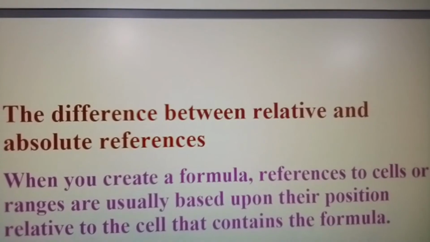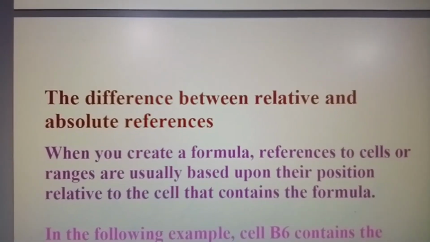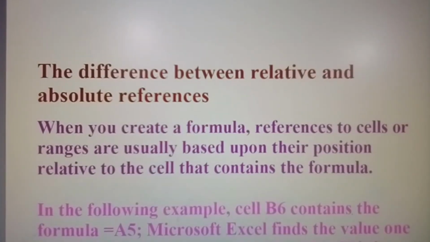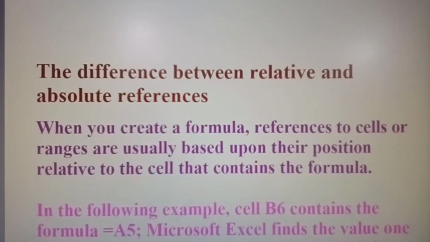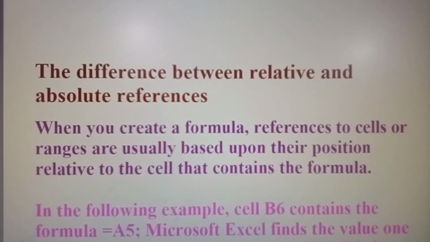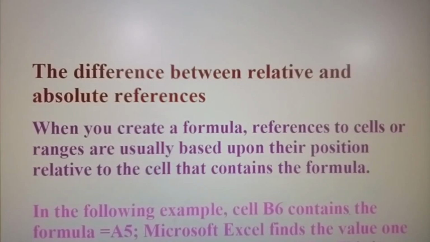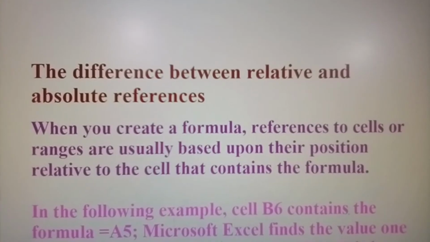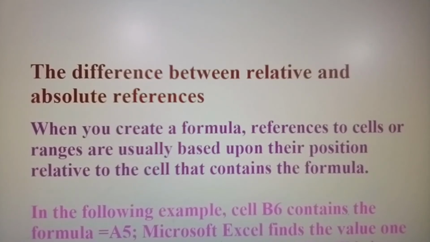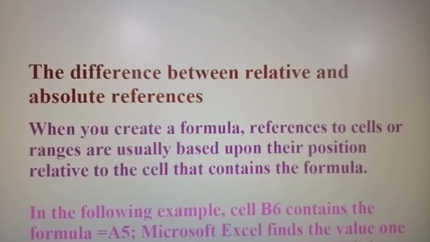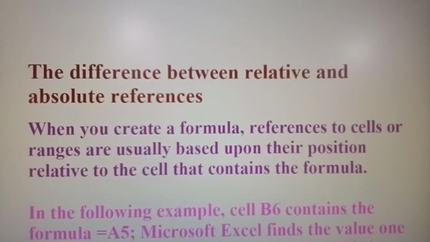Now pull back so we get this into full view. Now, difference between relative and absolute references. When you create a formula, references to cells or ranges are usually based upon their position relative to the cell that contains the formula. In the following example, cell B6 contains the formula equals A5. Microsoft Excel finds the value one cell above and one cell to the left of B6. This is known as relative referencing.